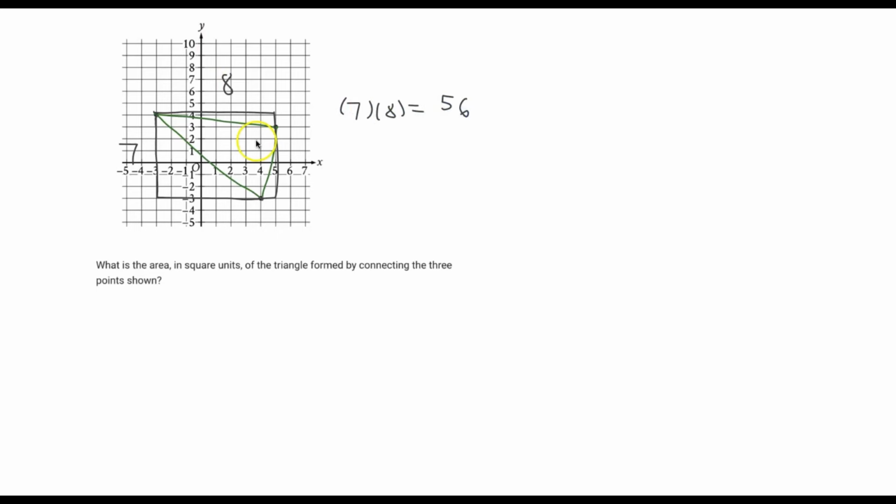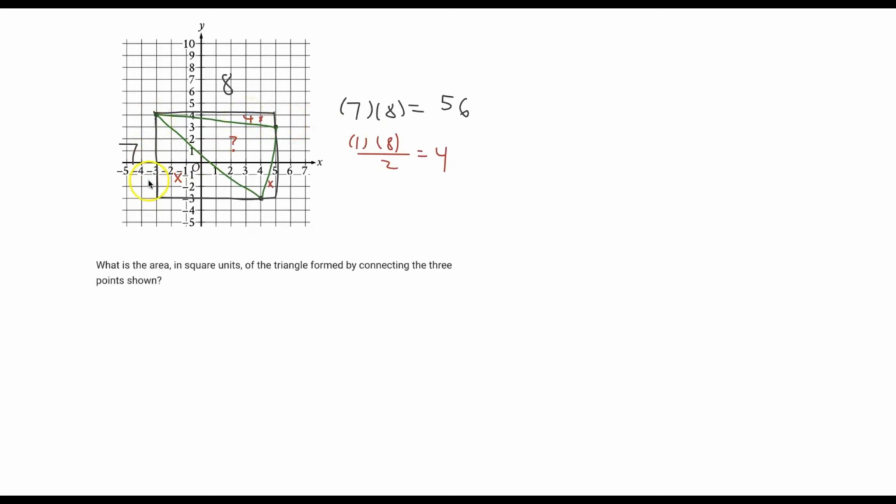So what we're going to do now is find the area of each of these individual triangles on the outside using base times height divided by 2. And therefore, once we find those areas, we subtract them away from 56, and we'll find whatever we're left with in the middle. So let's start off with this top triangle. We have 1 times 8, so 8 divided by 2 gives us 4. So this triangle right here is 4.